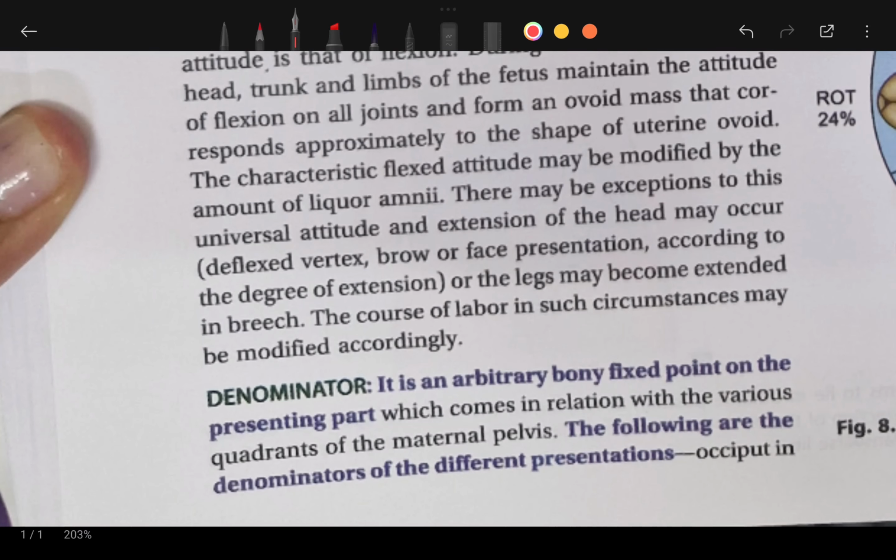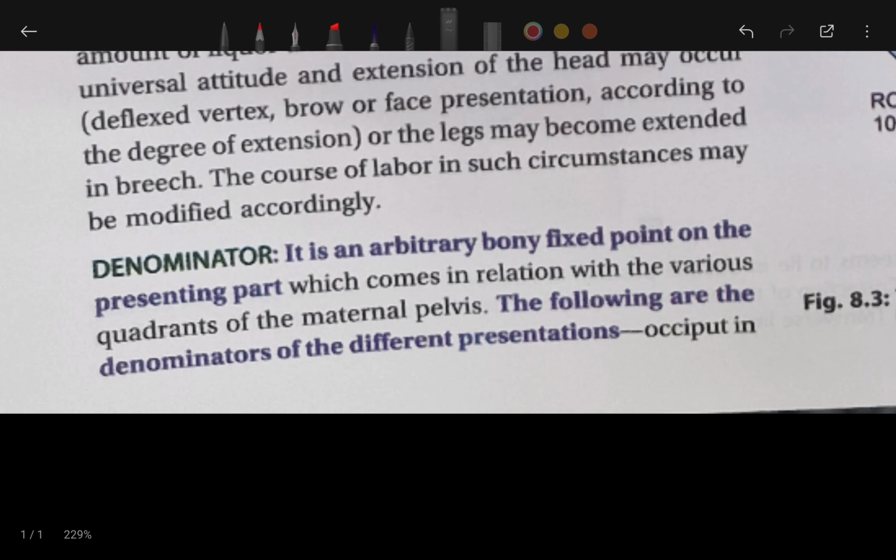And brow becomes the extended part. In the course of labor, such circumstances may be modified accordingly. We can modify even the denominator. The denominator means, you have learned about the longitudinal axis, lie, then presentation, then presenting part, and then attitude. Now coming to the denominator, we'll see what is the denominator.